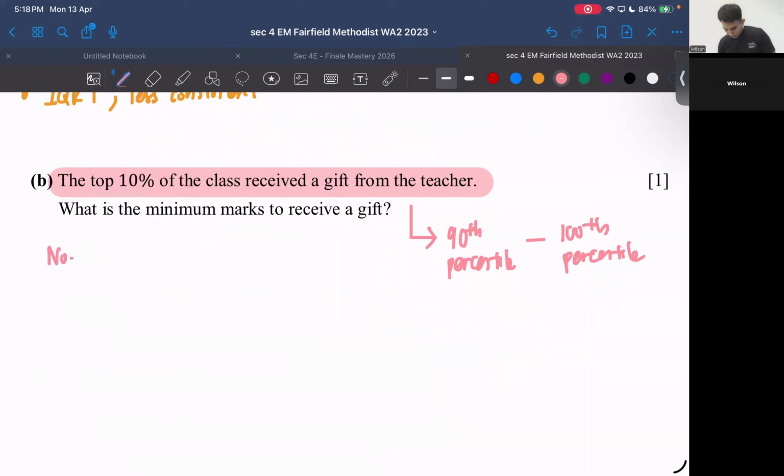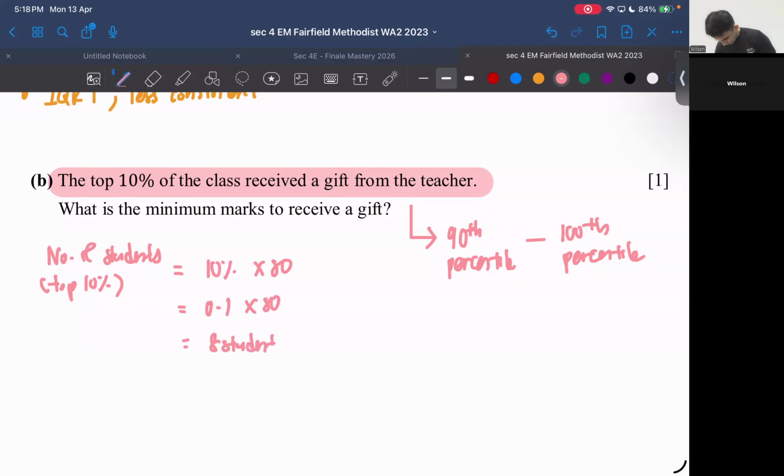So if I want to find the number of students that are in the top 10% over here, what will you tell me? How many students do I have in the class? 10% times 80 over here. So 10% of 80, 0.1 times 80 over here, which is equal to 8 students.